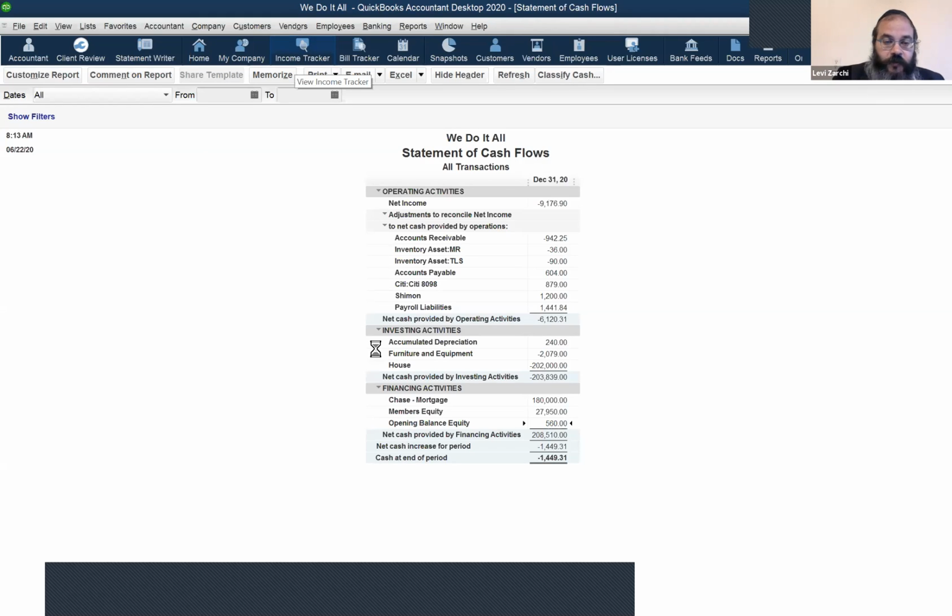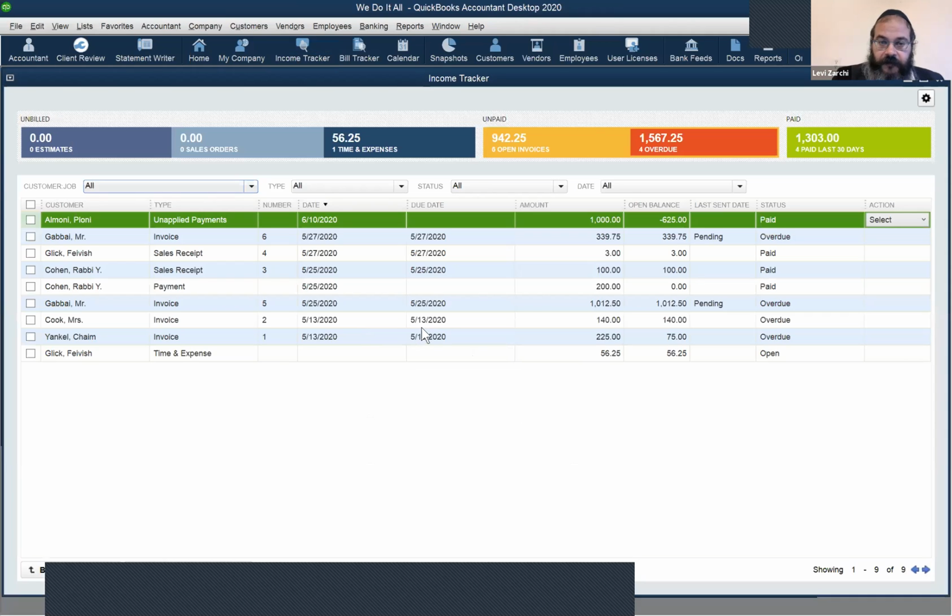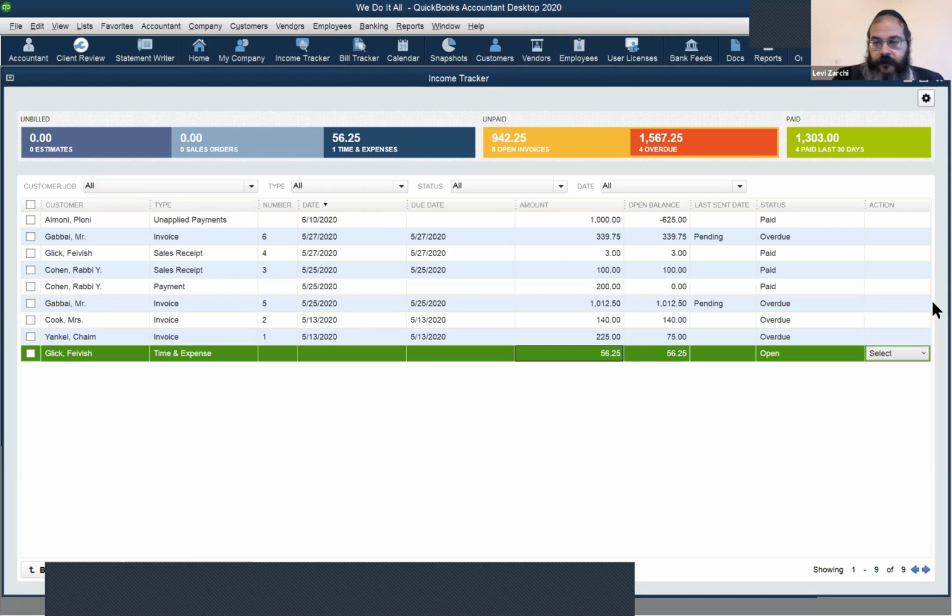If we go to Income Tracker, we were familiar already with Income Tracker. We have here Fiver's Glick, $56.25. This is 3/4 of an hour. And then we know it's billable, chosen billable, and that's for the $75, not the $40. 3/4 of $75 is $56.25.